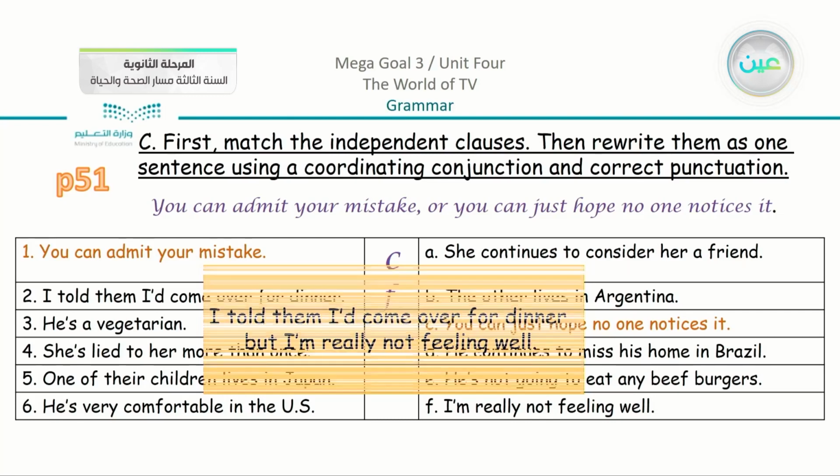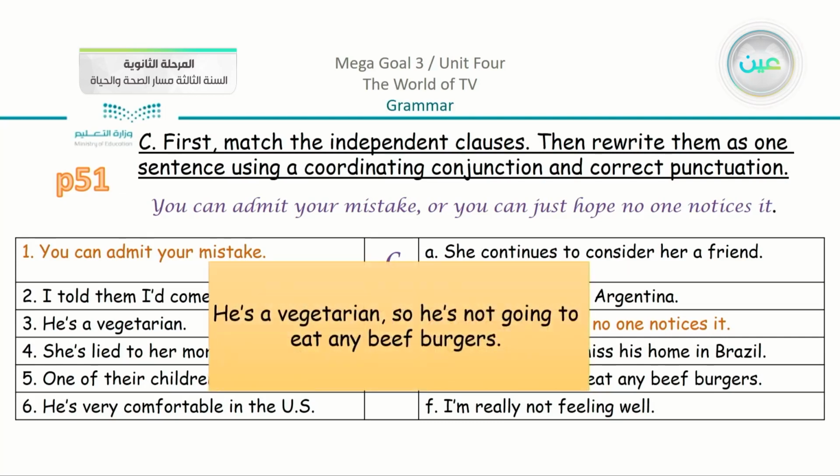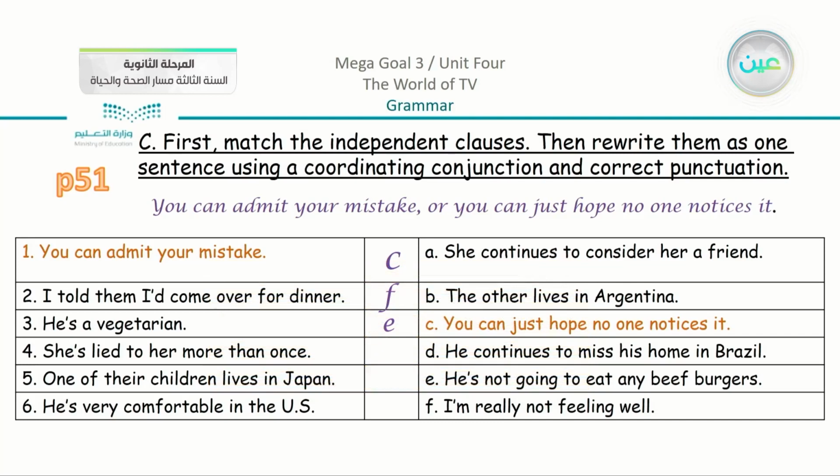Now the second part we have here, number 3. He's a vegetarian. So what did you choose? We have here he's a vegetarian, E, which is he's not going to eat any beef burgers. Now we're going to just join them and saying he's a vegetarian, so he's not going to eat any beef burgers. Moving on, we have here, she's lied to her more than once.